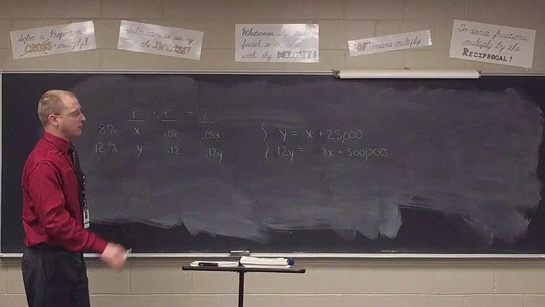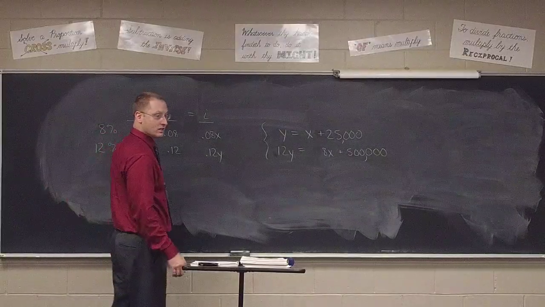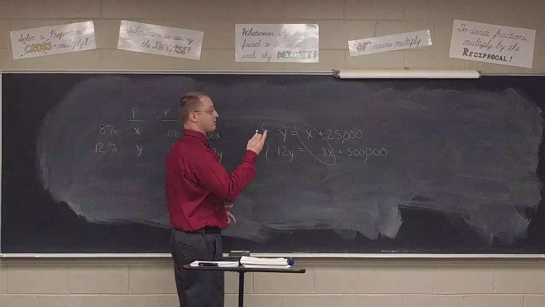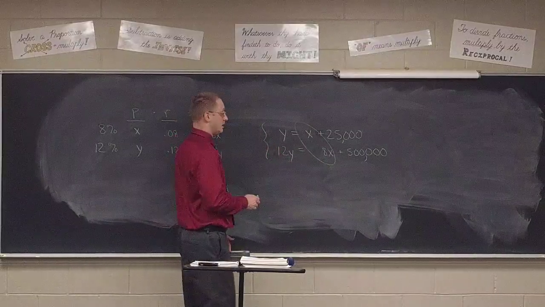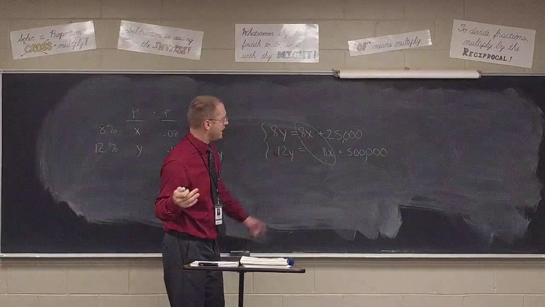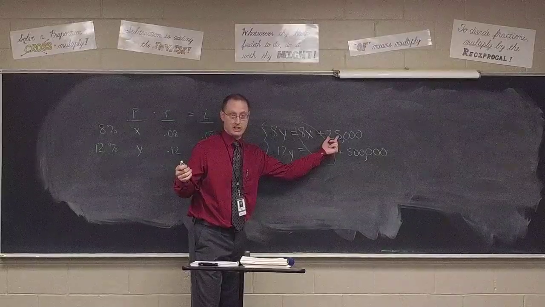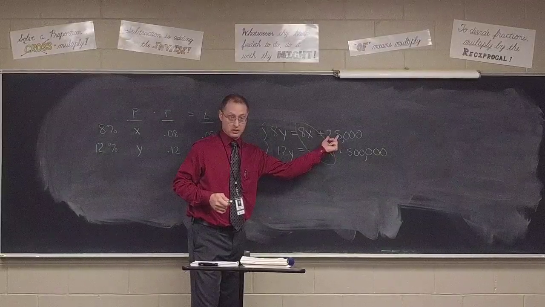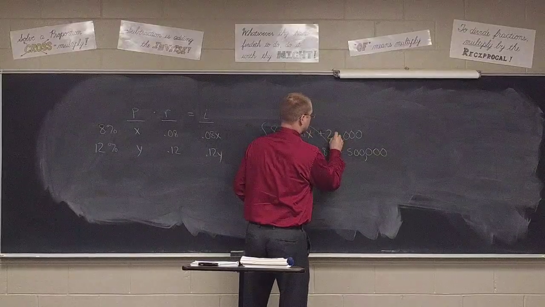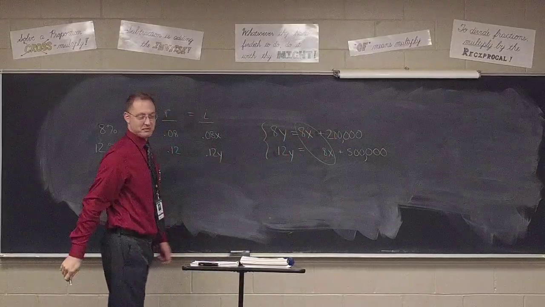So, Maddie, why don't we pick a variable to get rid of here? Yeah, I like the x better here. And so we need to multiply everything in the top by 8. So that gives us 8y equals 8x plus, what's 8 quarters, class? $2. 200,000. We multiply by the 8.